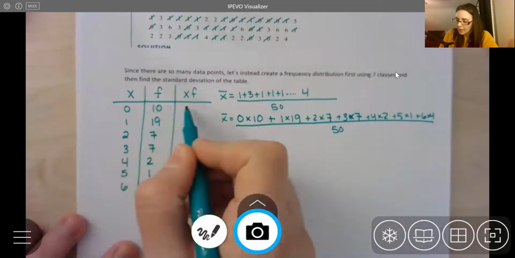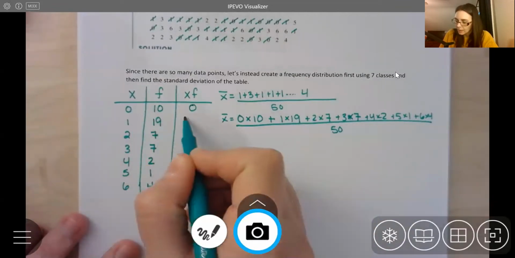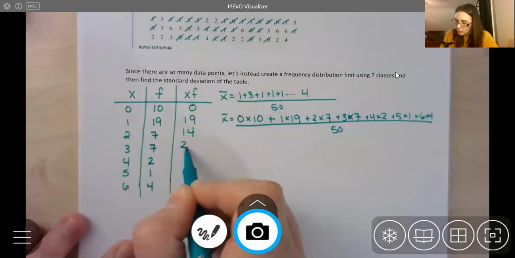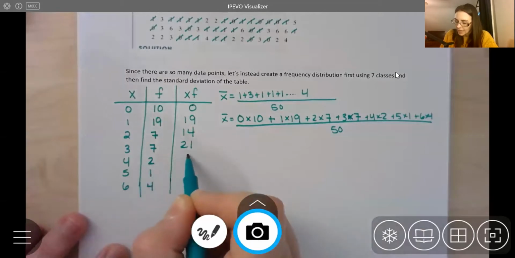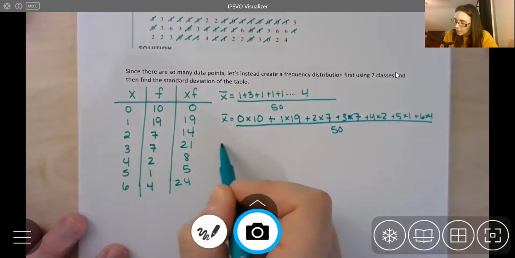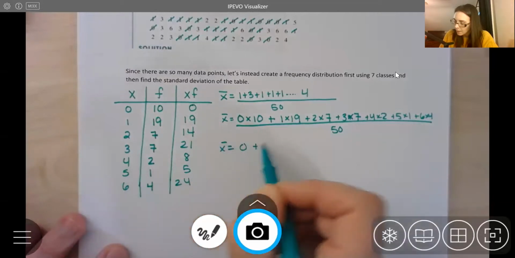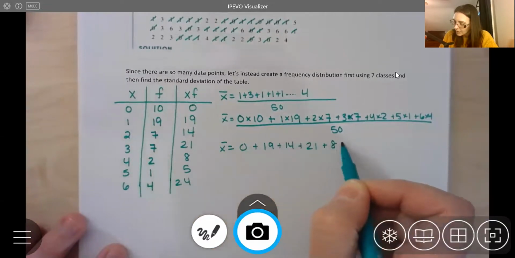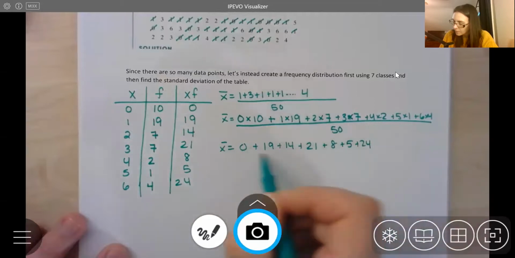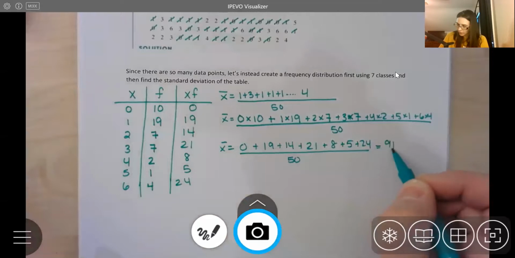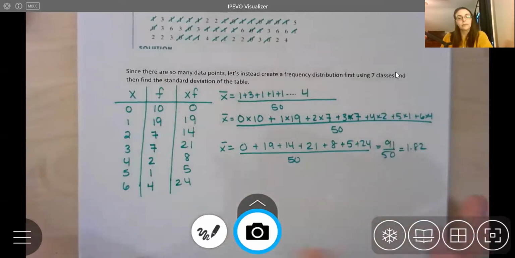So 0 times 10 is 0. 1 times 19 is 19. 2 times 7 is 14. 3 times 7 is 21. 4 times 2 is 8, excuse me. 5 times 1 is 5. And 6 times 4 is 24. So what my mean ends up being here is 0 plus 19 plus 14 plus 21 plus 8 plus 5 plus 24, all divided by 50. And what you get is 91 over 50, which is about 1.82.